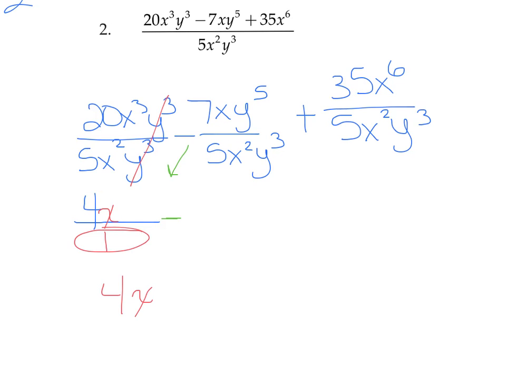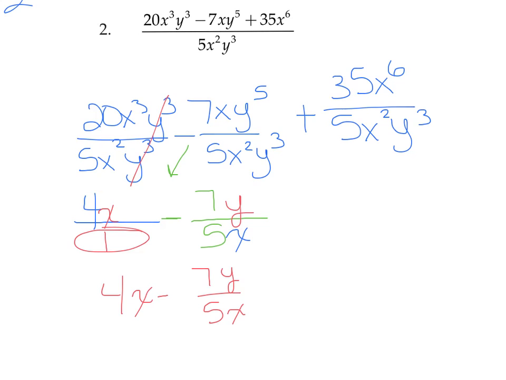7 divided by 5, actually, that doesn't reduce. So we're going to end up having to have the numerator and the denominator of this fraction because the 7 and the 5 won't reduce. X over x squared. Subtract, you get 1x in the denominator. Y to the 5th over y cubed. Subtract, you have 2 in the numerator. So this becomes 7y squared over 5x.